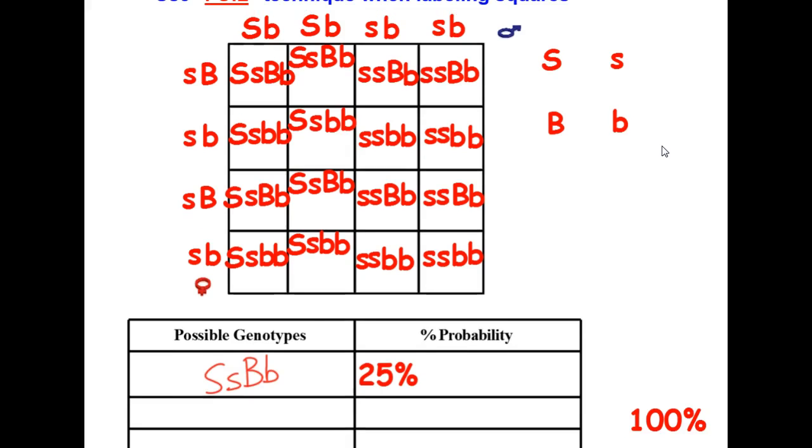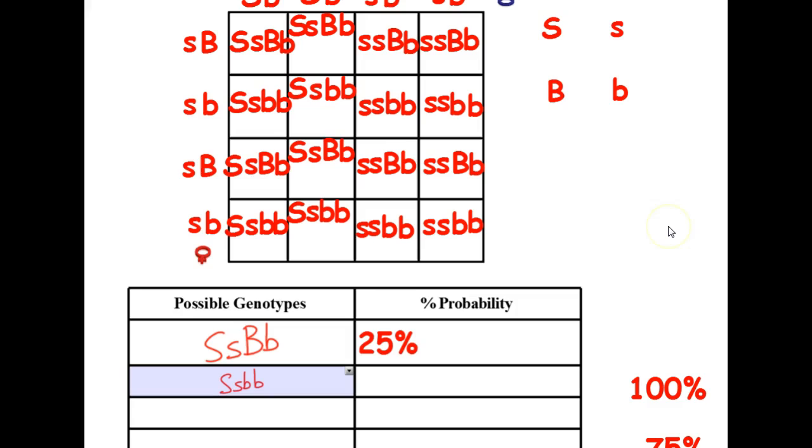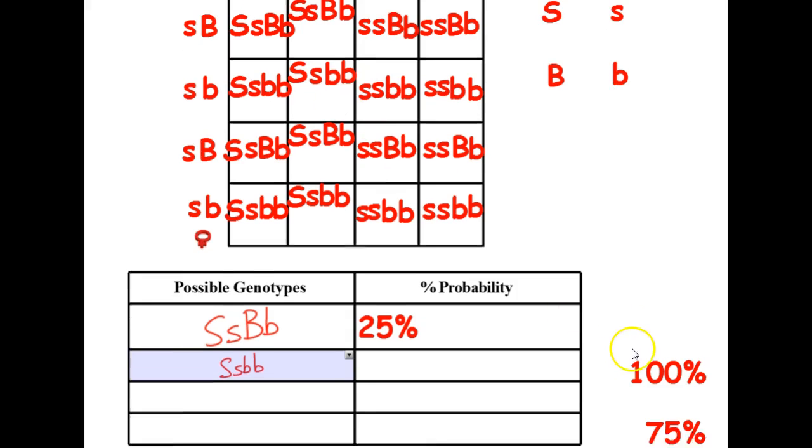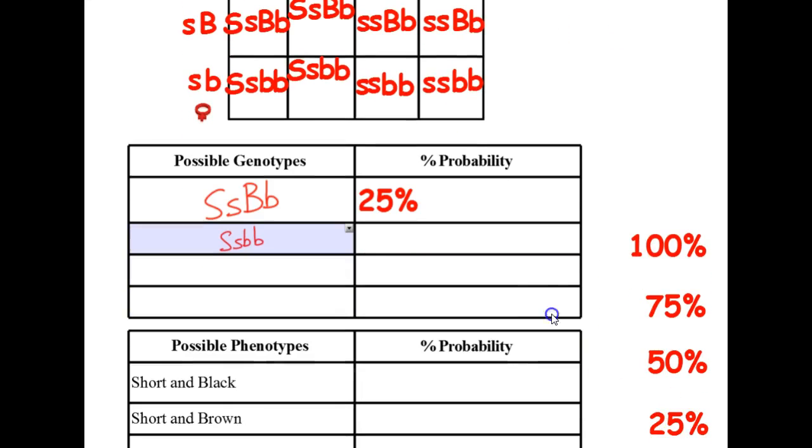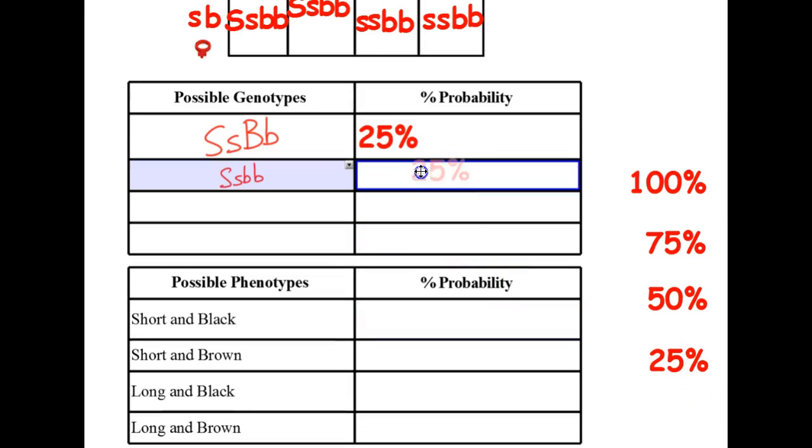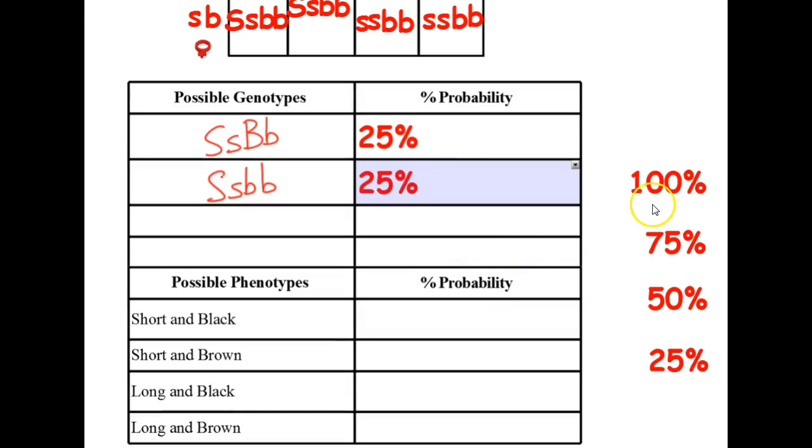Okay? Now let's go to a different one. Here we have big S, little b, little b. Then we go ahead and figure out how many of big S, little b, little b's do we have. We have 1, 2, 3, and 4. I don't see any others. So again, that's a 4 out of 16 probability, and that would be 25%. We go ahead and put 25% as the probability for that.